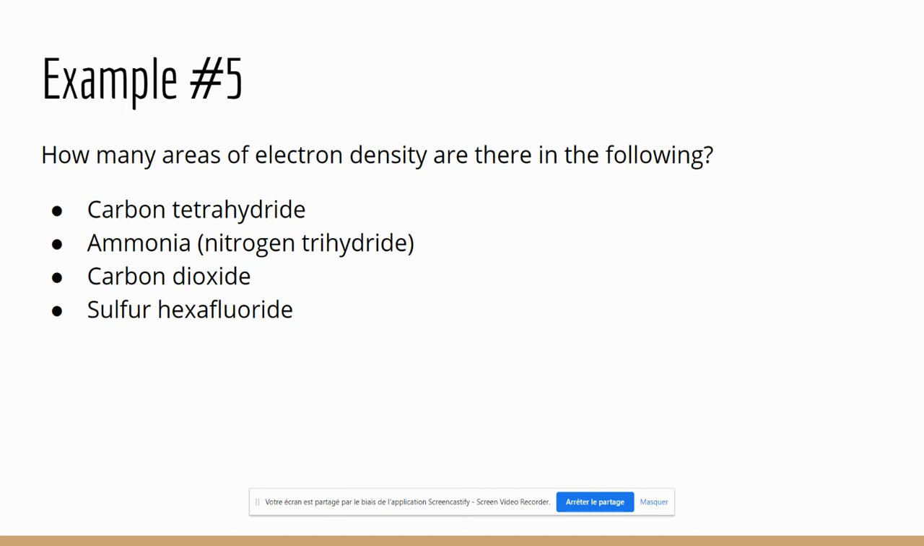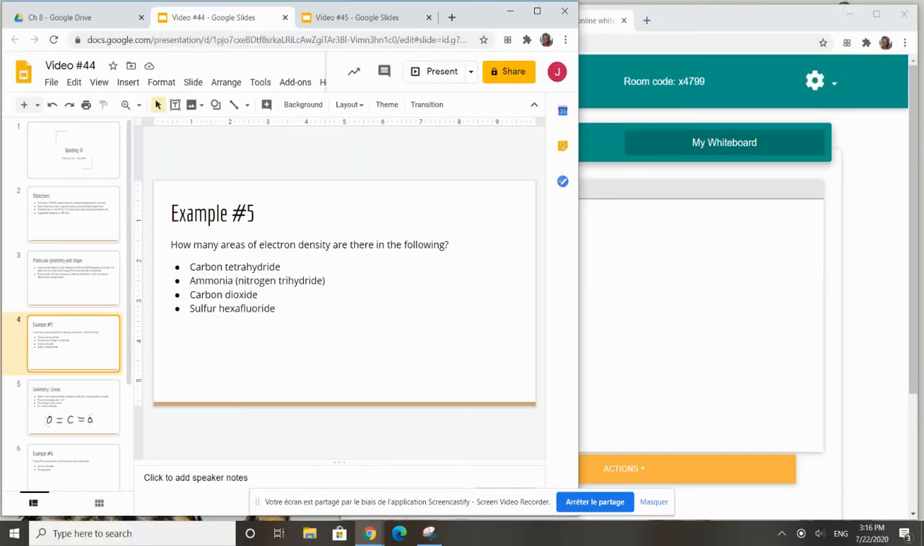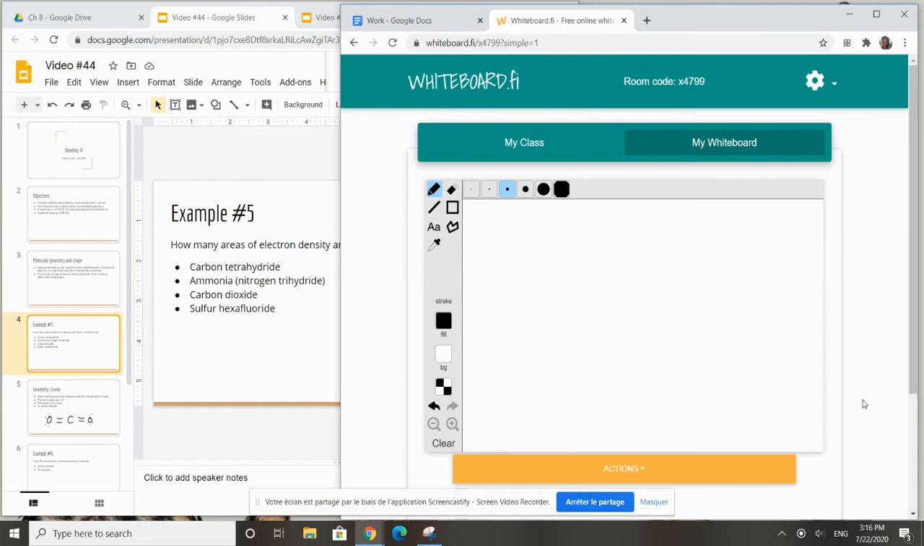Pause here. So before we get into the different geometries, it's important that you understand what an area of electron density is. To determine it, you might need to draw the Lewis dot structure first. So CH4. I look at the central atom, which is carbon. I count the number of bonds, which is 4. So CH4 has 4 areas of density. That makes it a tetrahedral geometry.